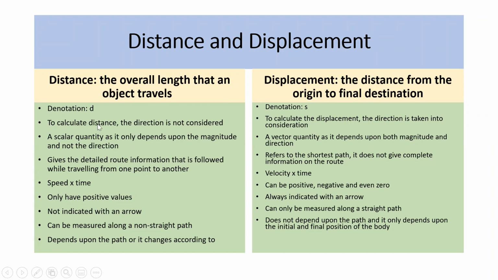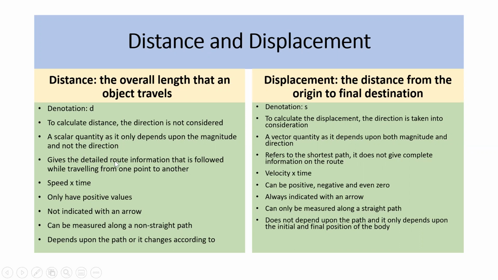Distance is used to calculate the total length the object travels without considering the direction. And how about displacement? To calculate the displacement, the direction is taken into consideration. Distance is a scalar quantity, as it only depends upon the magnitude and not the direction. Displacement is a vector quantity, as it depends upon both magnitude and direction.